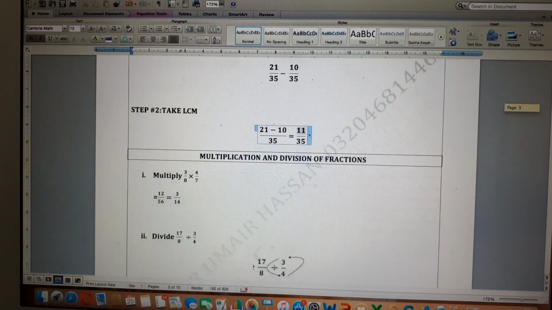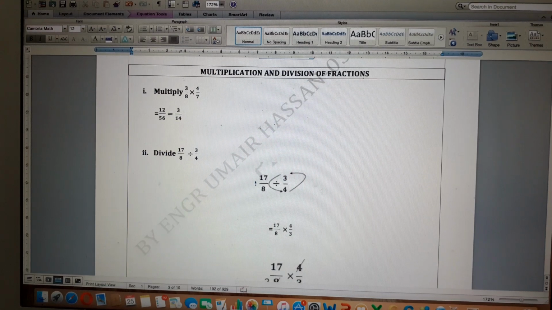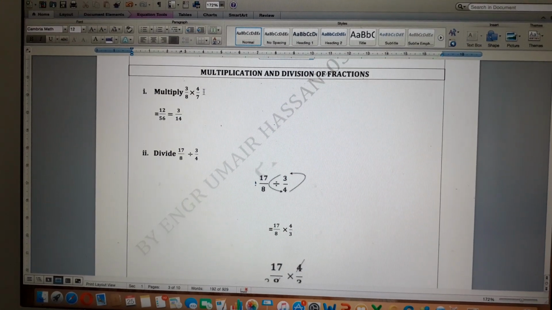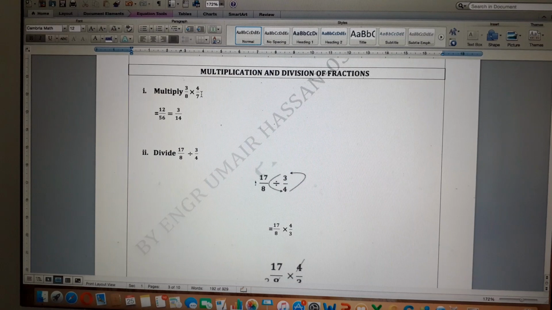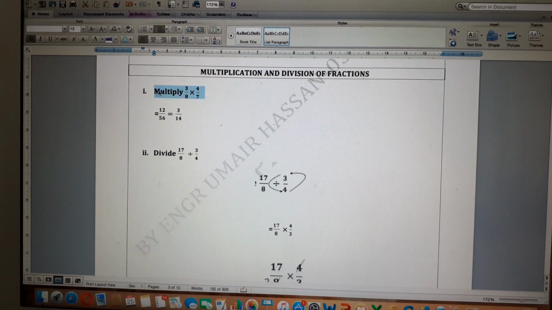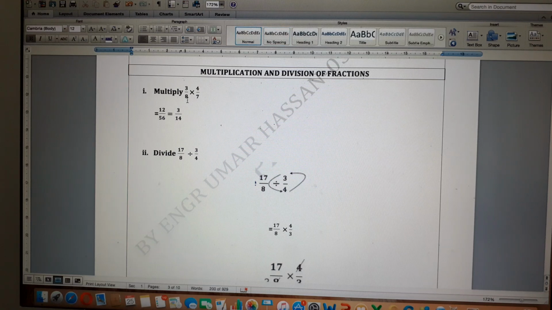Now, when I will be multiplying and dividing fractions, what will be the process? When multiplying fractions, like multiplying 3 over 8 and 4 over 7, numerator will be multiplied with numerator: 3 multiplied by 4 is 12, while denominator will be multiplied with denominator: 8 into 7 is 56. Upon simplification you will get 3 over 14 as your answer.